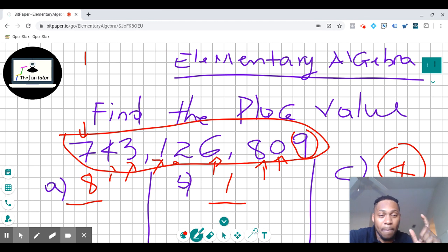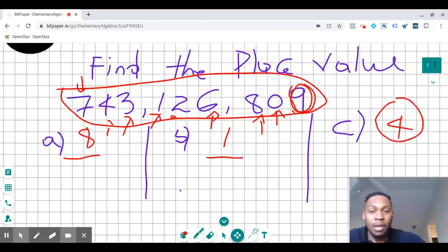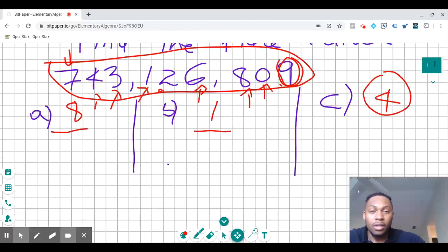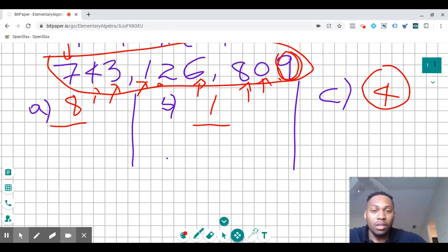Now, how do we remember those? If you're counting, what you do is you add zeros every time. So you start with this one, you call the 9 the ones. So if you call the 9 the ones, you think about adding another 0.